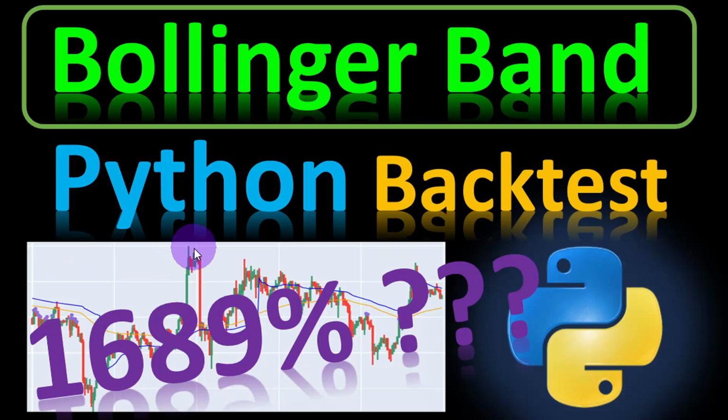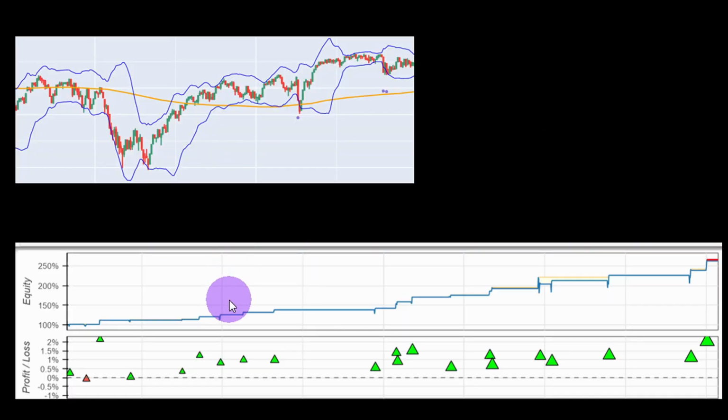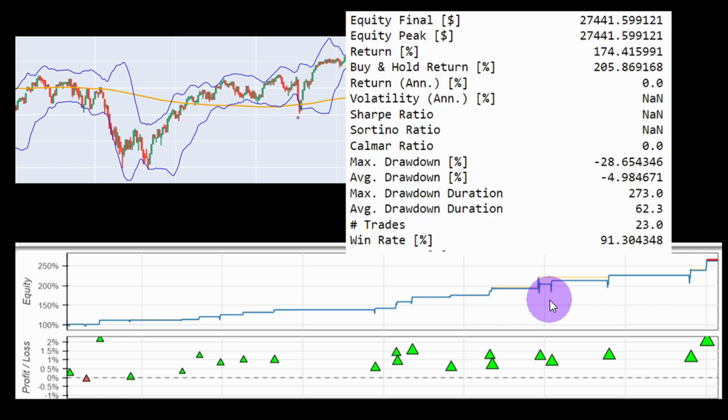Hi, today we're describing a simple system using Bollinger Bands and the moving average. This is a sample of the equity that we got at the end of our backtest. We can see 250% in return on the S&P 500 stock. No major drawdowns, different positive returns on different markets.